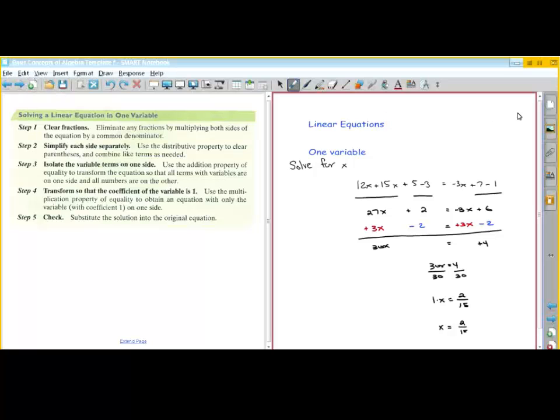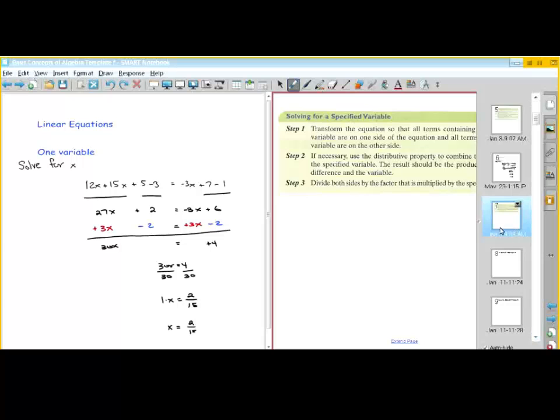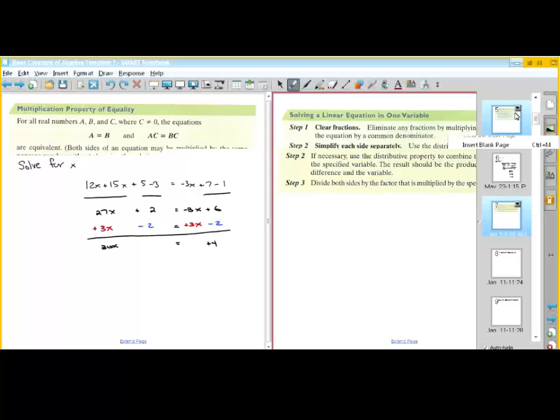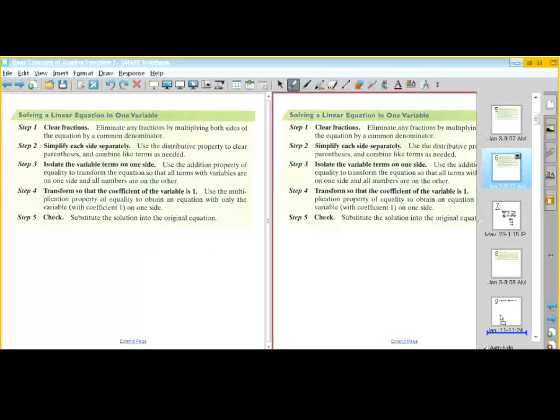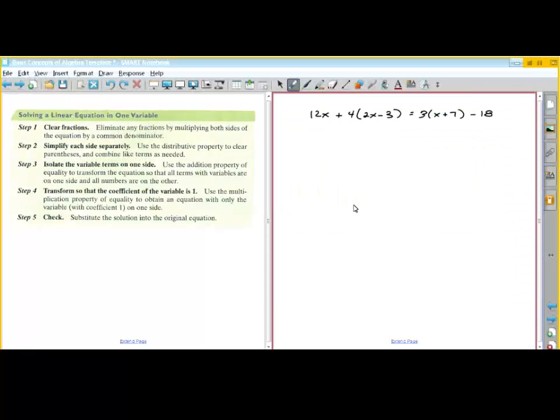Okay, so let's make it a little more complicated. So what I'm going to do is take this page. Actually, I think I already, let me take this. Clone. Put that there. Okay. So the next thing we have is, what if you have parentheses? So we're, again, adding complexity to the whole thing. So when you have parentheses, it says, use the distributive property to clear parentheses.